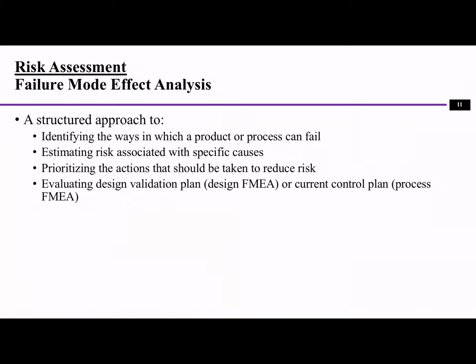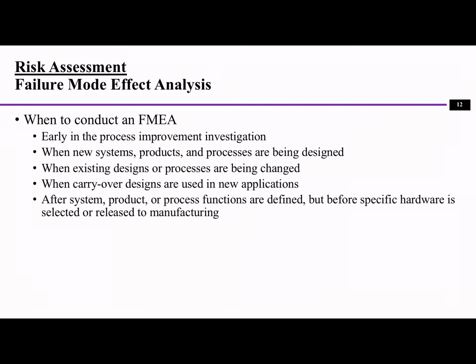And so FMEA estimates the risk associated with the causes, and also prioritizes the actions that should be taken to reduce risk, because there are multiple ways that the system can go wrong. So you have to give a priority on how to solve the problems and what the main focuses are for the risks.